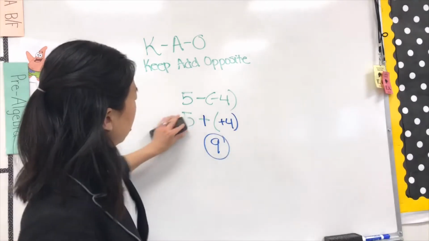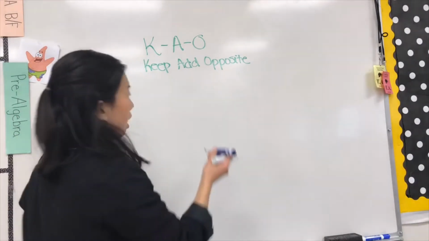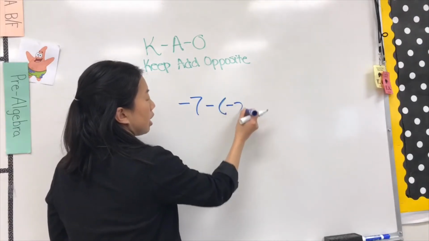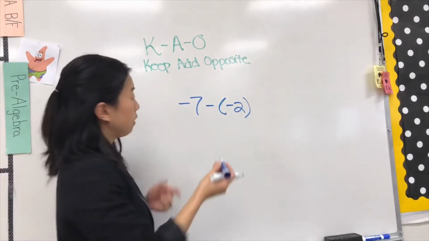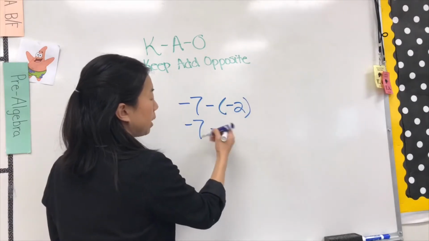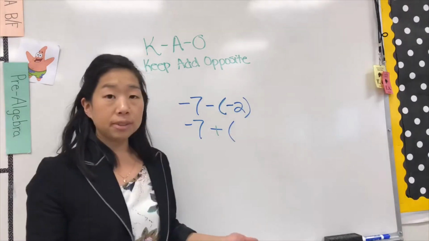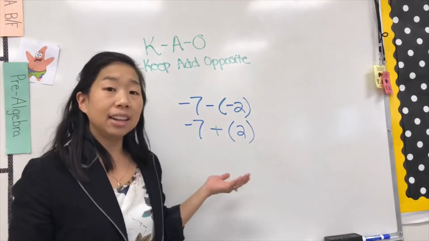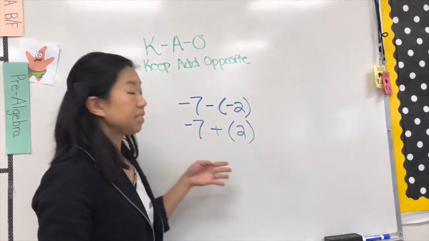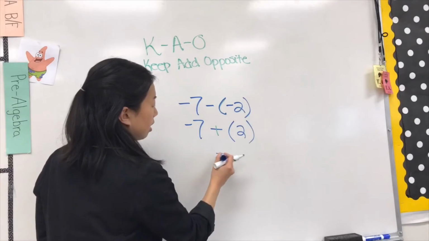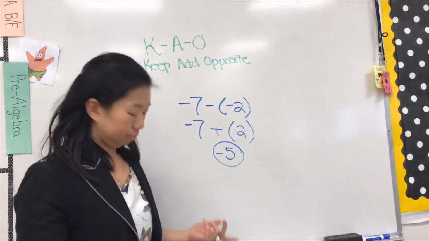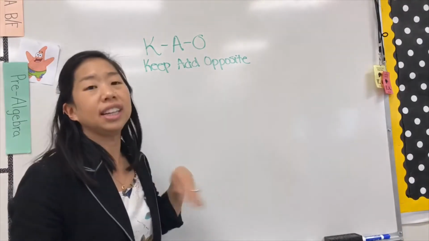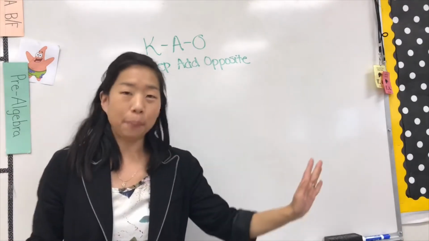Okay? Now, if I have, say, a -7 minus -2, I'm going to keep this -7 just the same. I'm going to change my subtract to an add. And then what's the opposite of -2? +2. So now I'm going to use my adding integer rules, -7 plus 2, and that's going to be -5. Perfect. We are just continually keeping, adding the opposite.